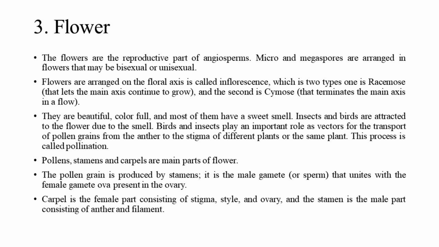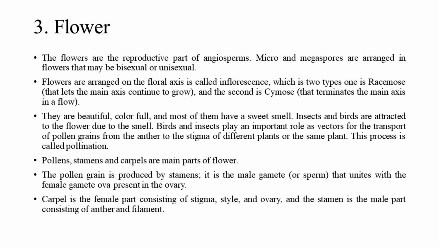Birds and insects play an important role as vectors for the transport of pollen grains from the anther to the stigma of different plants or the same plant. This process is called pollination. Pollen, stamens, and carpels are main parts of a flower. The pollen grain is produced by stamens. It is the male gamete, or sperm, that unites with the female gamete present in the ovary.